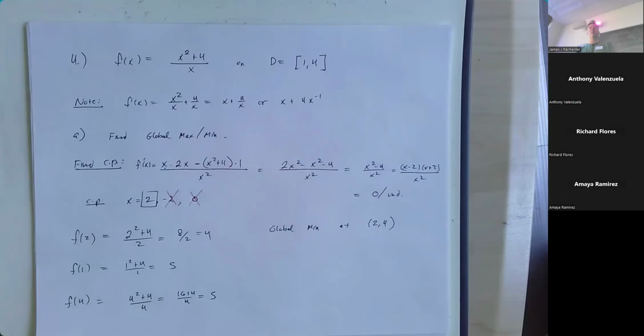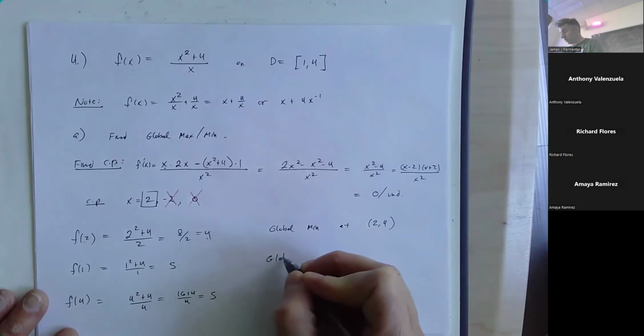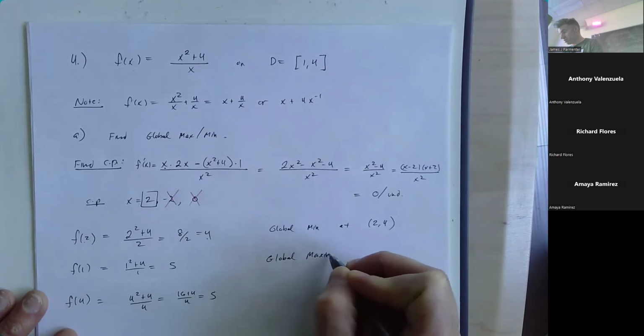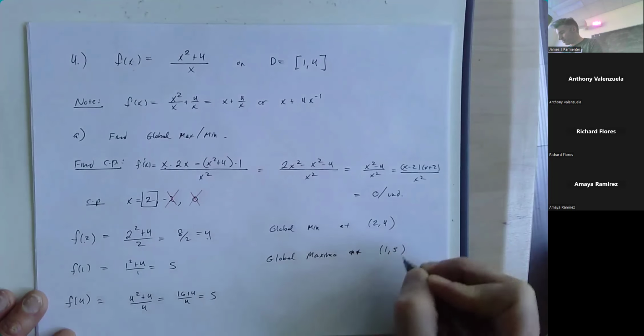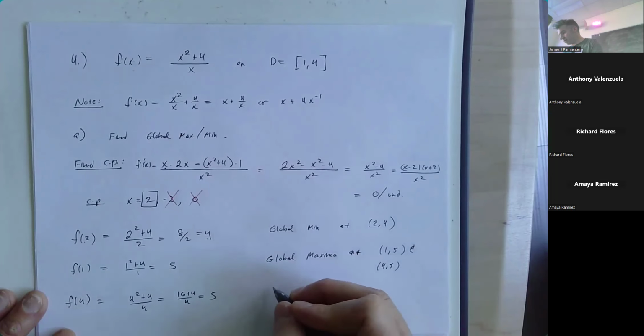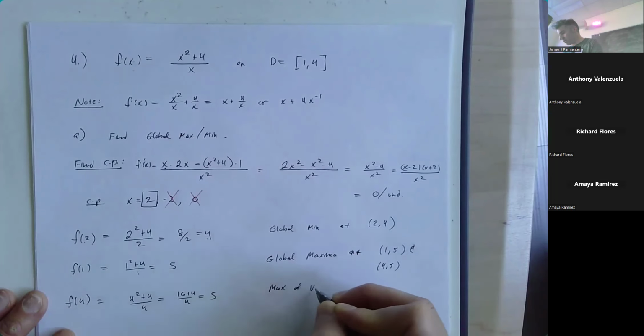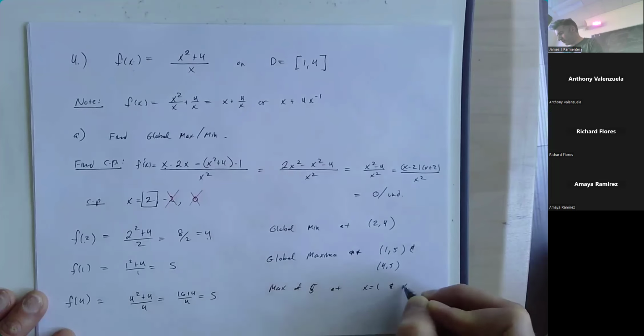You could also say there's a global minimum at x equals 2 with a value of y equals 4. x is the where, y is the value. The minimum occurs at x equals 2 with a value of y equals 4. We have global maxima, plural, at both (1, 5) and (4, 5). Or you could also say we have a global maximum value of 5 at both x equals 1 and x equals 4.